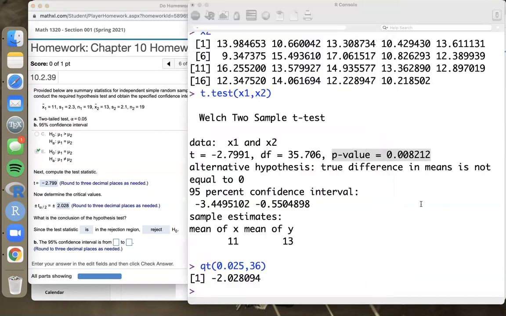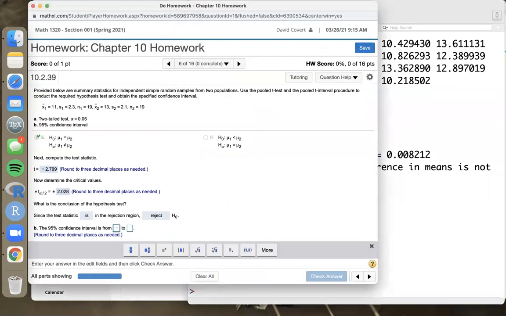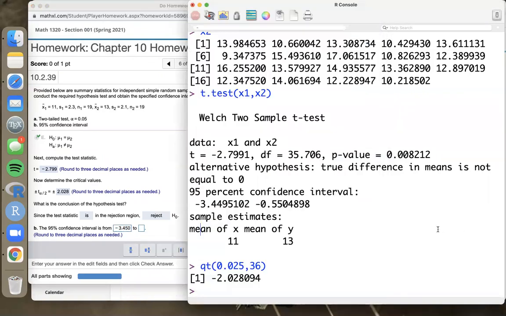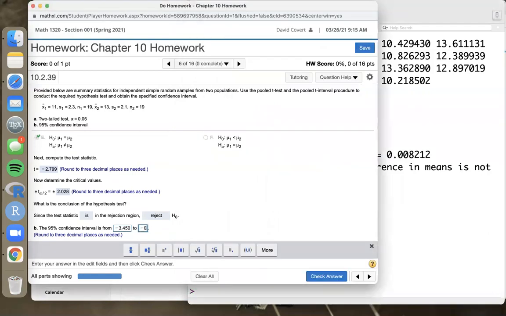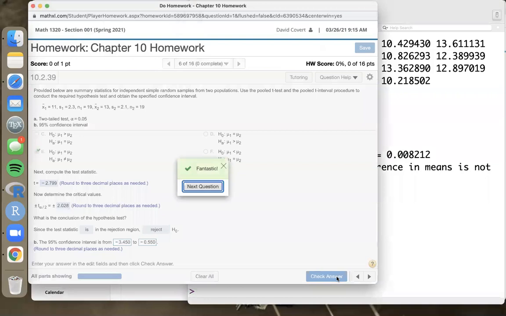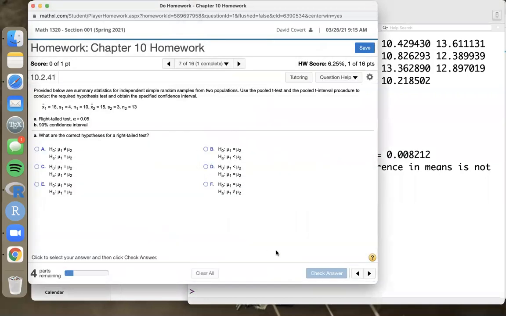Notice that the t-test function also gives you a 95% confidence interval. It does literally all this work for you. We're going to round to 3 decimal places. So help me out. This will be negative 3.450 all the way to negative 0.550, I think. There we go. Okay, and so that's the magic of the t-test function.